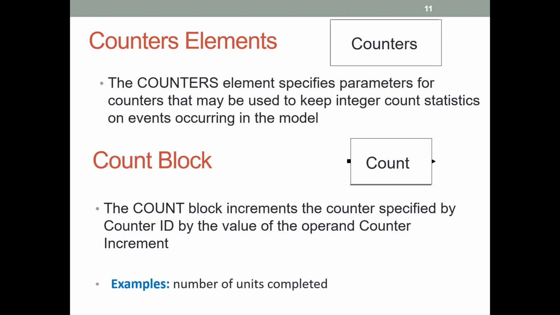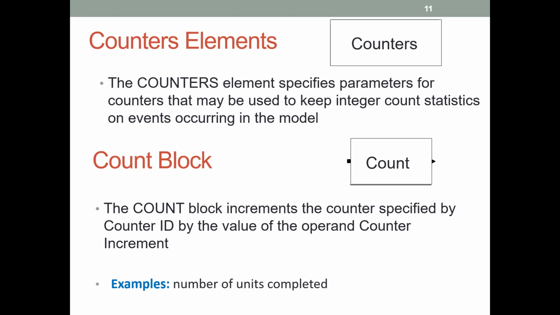Another group of elements and blocks are for statistics. One of the statistics that most of them we collect is called the number of parts completed, right? So typically we use a counters element in the experimental frame. We're going to define counters, and this is a list of counters for our model. So if you want to count different things, you're going to need to list the different things that you're going to be counting in this element. Like for example, parts completed. That could be a counter.